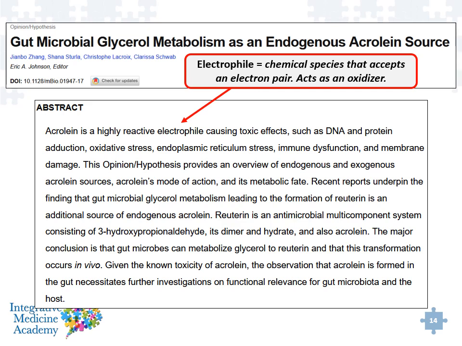Now, it turns out that bacteria in the digestive tract sometimes can produce acrolein through what's called glycerol metabolism. And acrolein acts as what's called an electrophile. An electrophile is a chemical species that accepts an electron pair and acts as an oxidizer. So it's causing an oxidation reaction, which can create chemical imbalances in other chemicals.